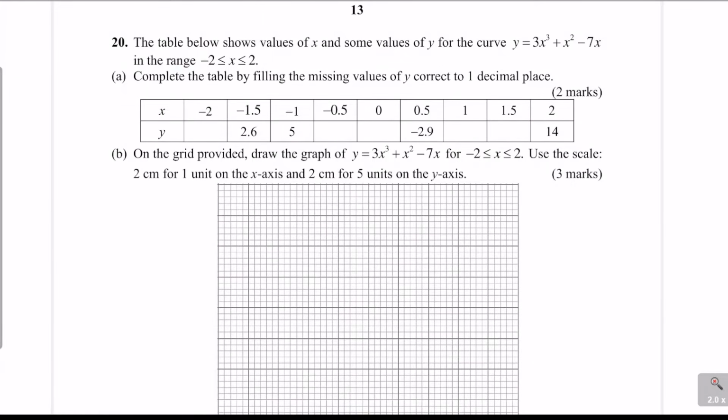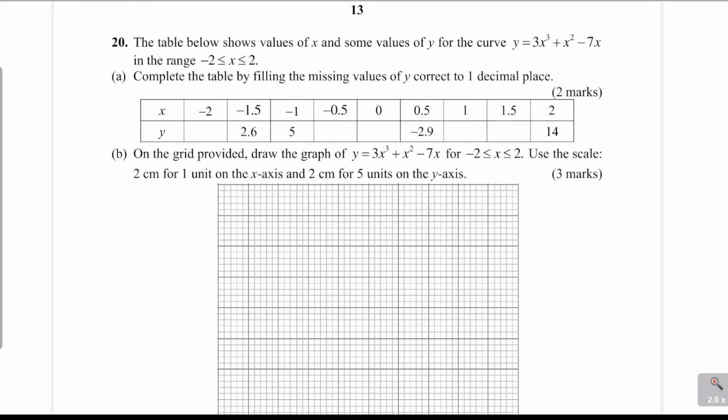The table below shows the values of x and some values of y for the curve y equals 3x cubed plus x squared minus 7x, in the range x greater than or equal to -2 or less than or equal to 2. Part A of the question: complete the table by filling in the missing values of y correct to one decimal place. So let's begin from there.